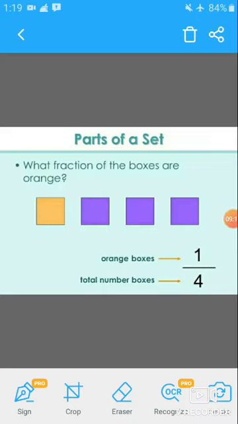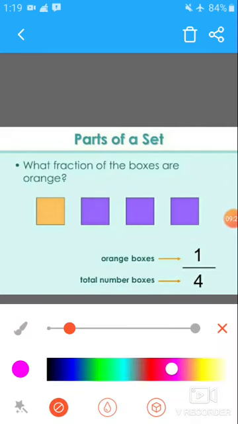Now students, parts of a set. What fraction of the boxes are orange? So we are going to do the same process. First of all, how many boxes are there? 4. So you can write 4 as a denominator. And how many orange boxes are there? There is only 1 orange box. It means 1 is written as numerator. That means the fraction of the orange box is 1/4.